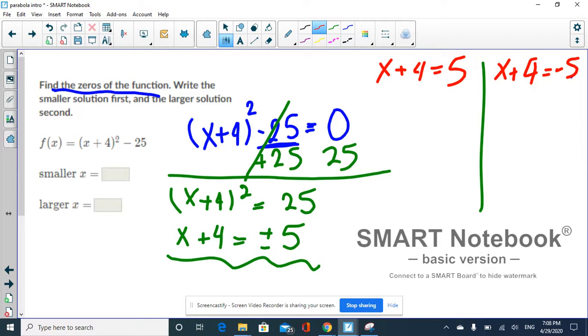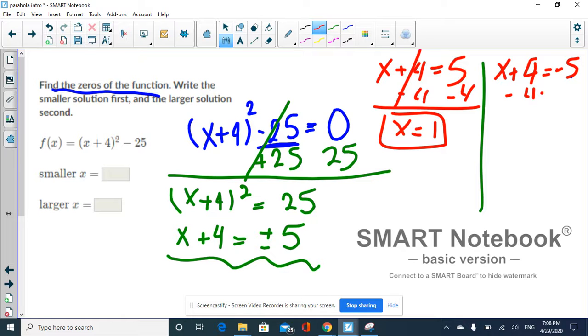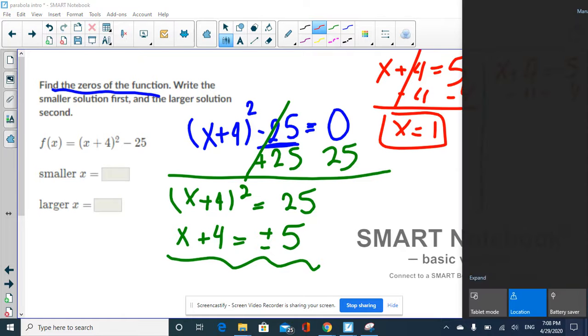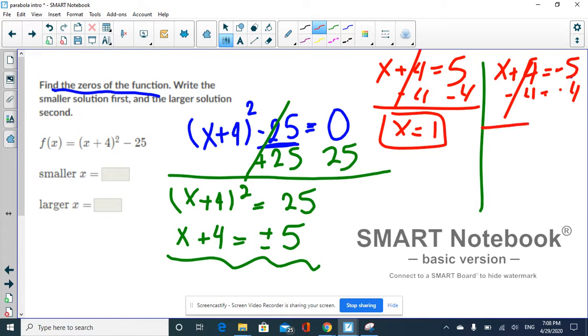Solve. You know what the first step is, I think. Yeah, subtract 4. X equals 5 minus 4, which is 1. This is the first value of x. Subtract 4 again. X equals negative 5 minus 4, which gives you negative 9.